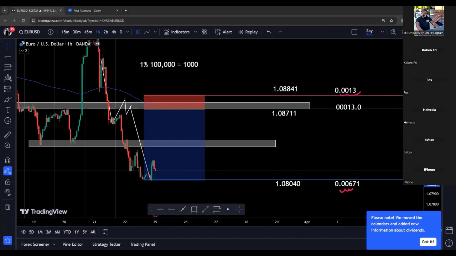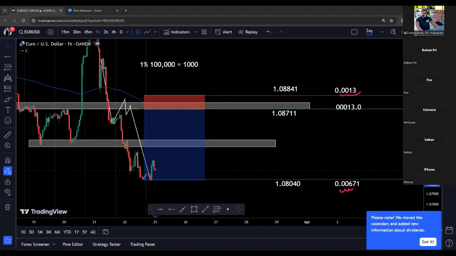So a 10 pip, if you use a 9 lot, that's $90 every time it goes up or down a pip. So 10 pips is 900, right? We're trying to get to 1,000. Let's see, can we use a 10? That'll be $100 a pip.